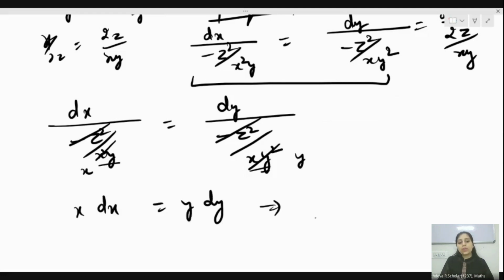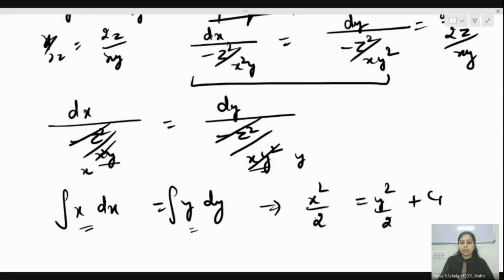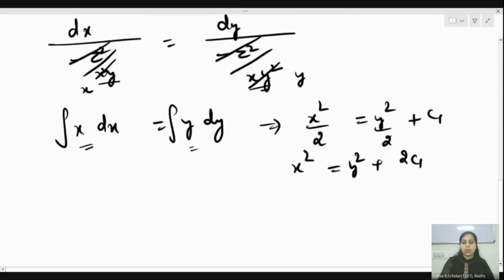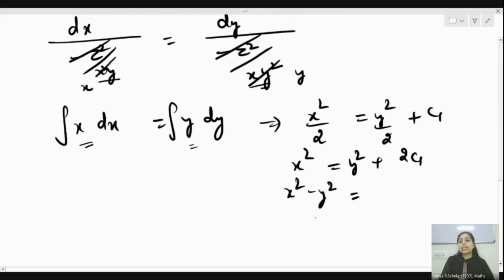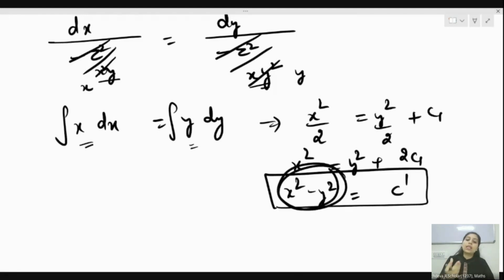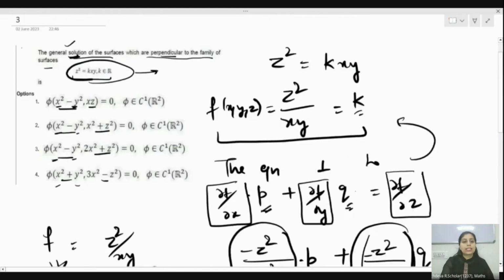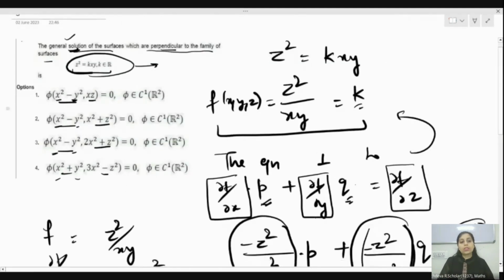These are separated now. So taking integration on both sides, we get the integration of x is x square upon 2 and the integration of y is y square upon 2 plus c1. It will give us x square is equal to y square plus 2c1, which gives x square minus y square is equal to some constant, say c dash. So the first one in the family is x square minus y square. Is x square minus y square here? Yes. In the first option, in the second, in the third. Clearly the fourth is cancelled out. Now we have the three remaining options.